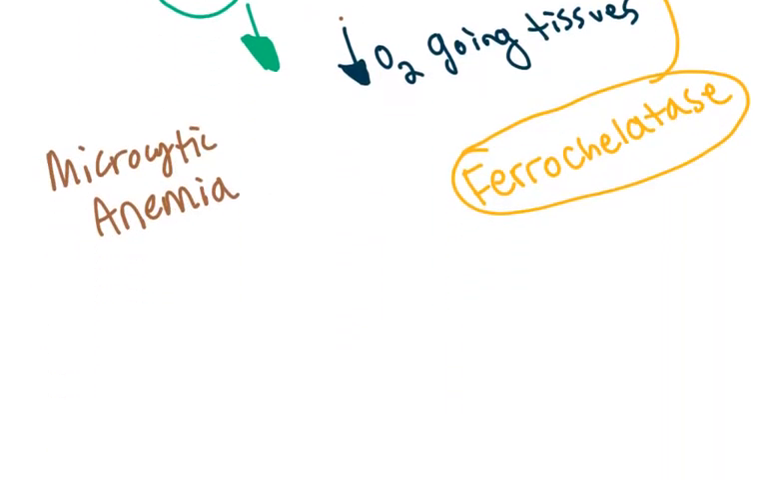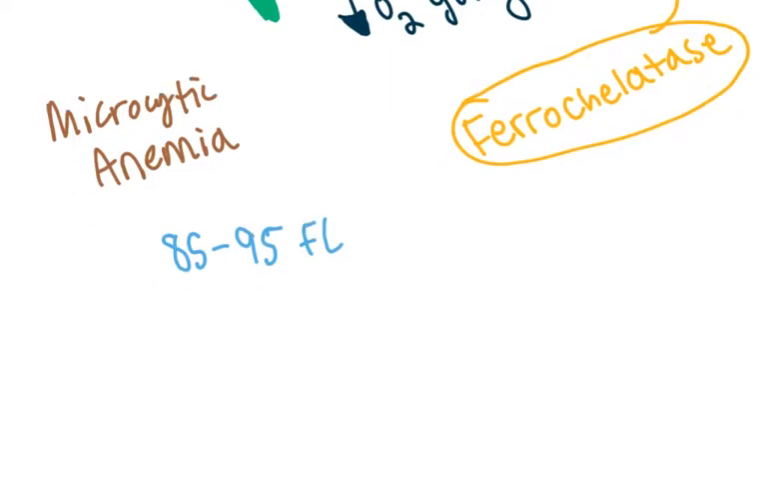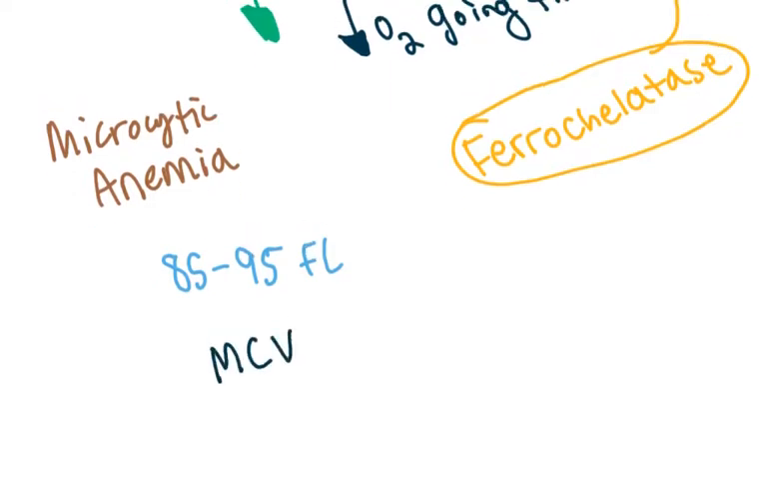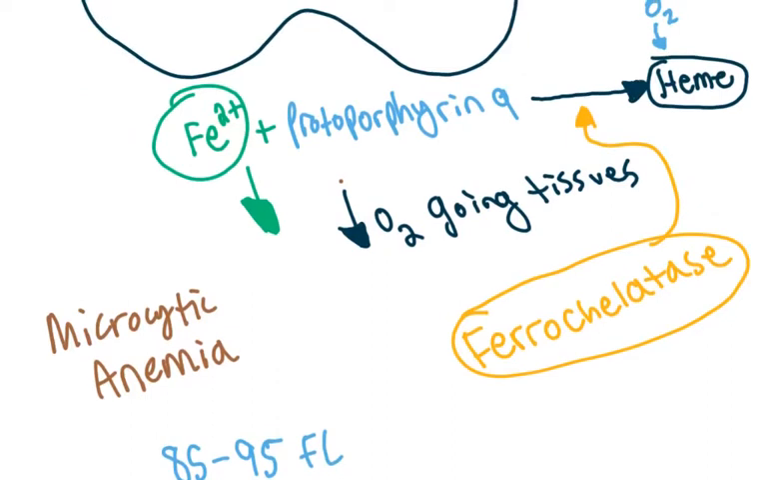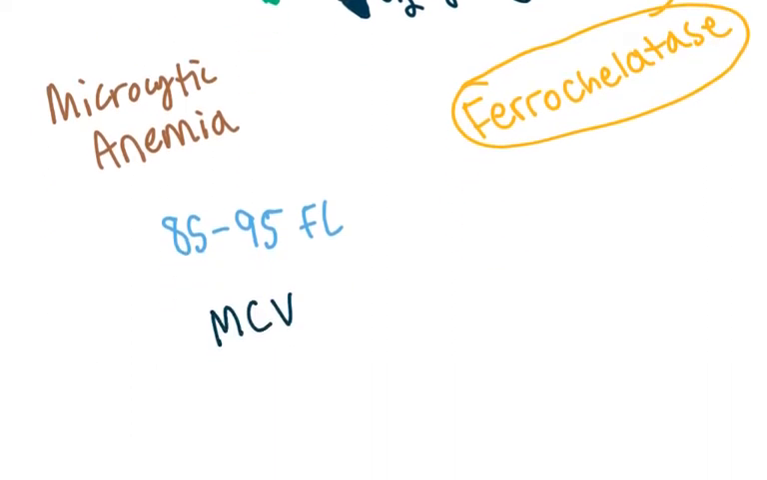And there's actually a certain range for it. This range is about 85 to 95 femtoliters, which is where we determine if you have microcytic or macrocytic anemia. So if it's less than 85, so if your mean corpuscular volume, which in this case represents the total size of your red blood cells, is less than 85 femtoliters, then it's classified as microcytic anemia, right? So microcytic anemia.